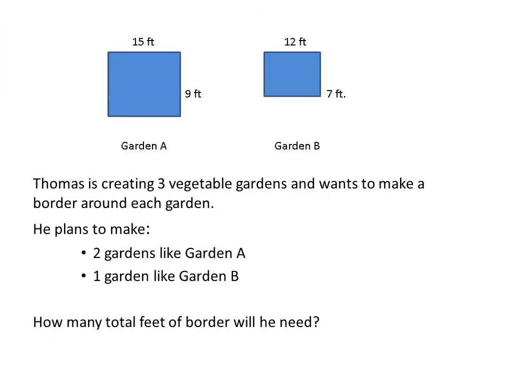Here's our last problem in this video. Thomas is creating 3 vegetable gardens and wants to make a border around each garden. He plans to make 2 gardens like Garden A and 1 garden like Garden B. How many total feet of border will he need? And up here we have Garden A. It's shaped like a rectangle. This side is 15 and this side is 9. And Garden B, also shaped like a rectangle with side lengths 12 and 7. Go ahead and solve this problem.